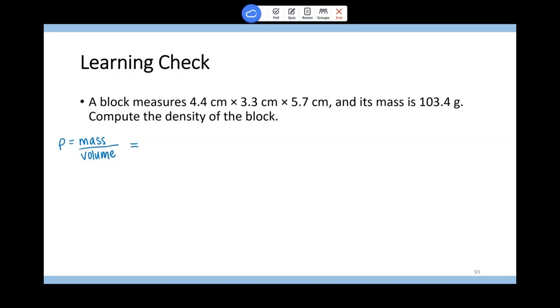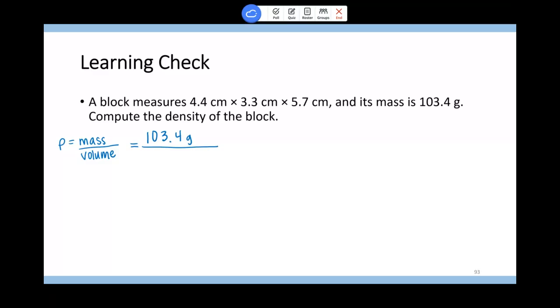Okay, so density is mass over volume. What is our mass that we're working with? Okay, yes, this one's just provided to us, 103.4 grams. And then how about volume? 37.764. How'd you get that? Oh, but how'd you calculate it?